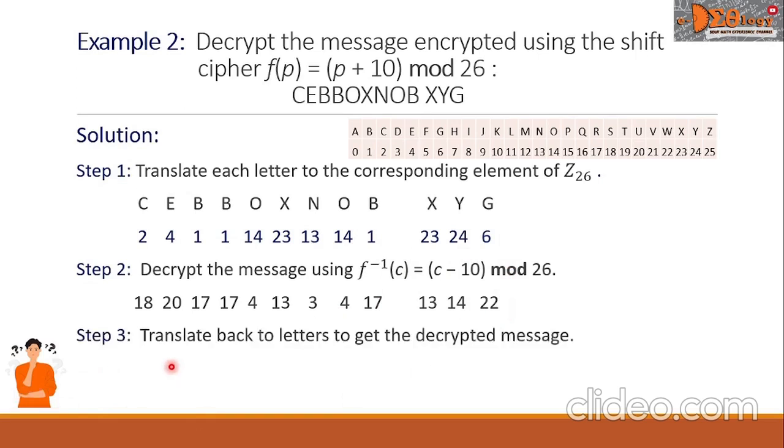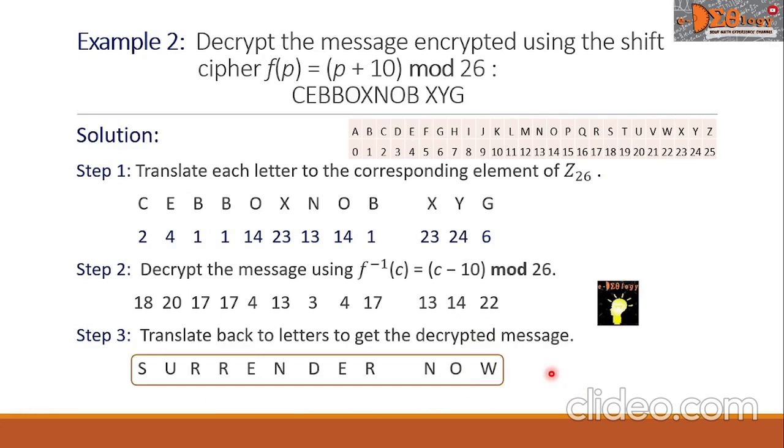Then step 3, we translate back to letters to get the decrypted message. We will use the same alphanumeric table in here. So 18 is S, 20 is U, 17 is R, 17 R, 4 is E, 13 is N, 3 is D, 4 is E, 17 is R, then space, 13 is N, 14 is O, 22 is W. So the message is "surrender now". This is the final answer.